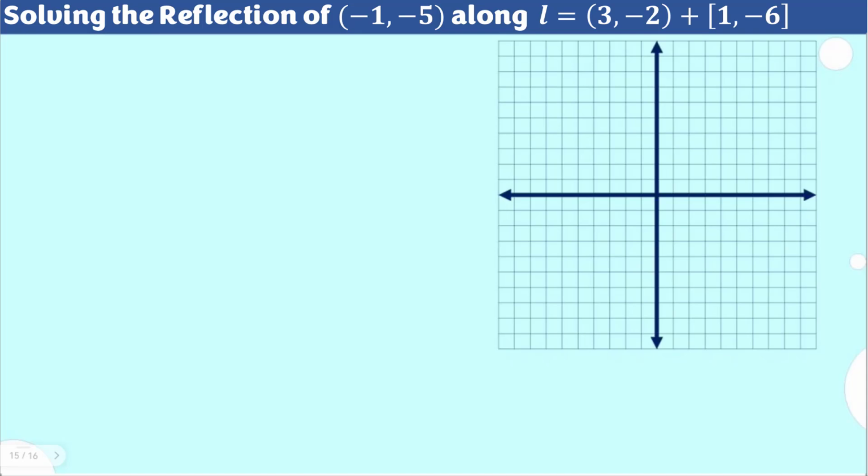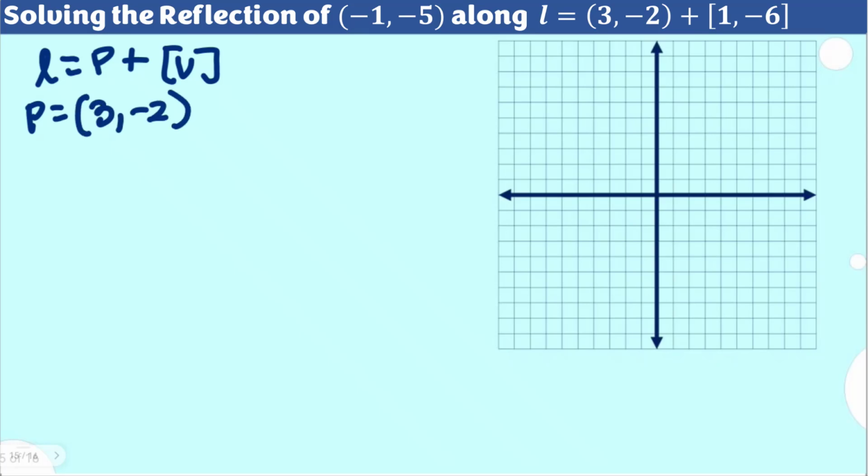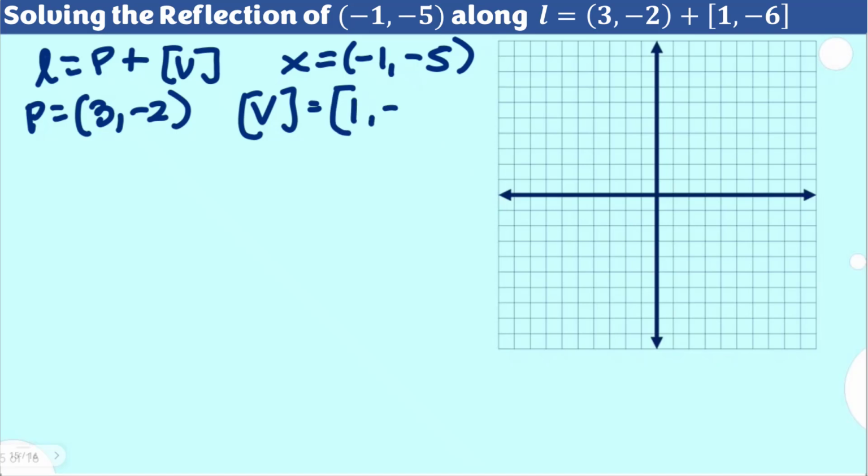This will be the last example on determining the reflection of a certain point along a certain line. And this time our line is expressed in terms of L is equal to P plus the direction vector V. In this case, our P is actually identified as (3, -2). Our X is actually (-1, -5). And the vector V is given as (1, -6).